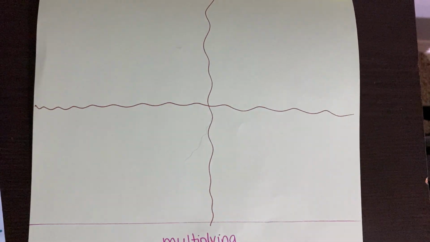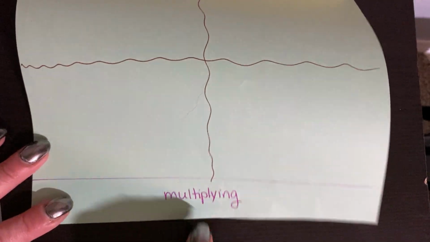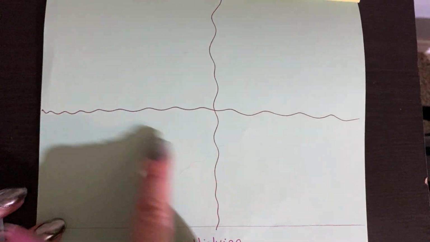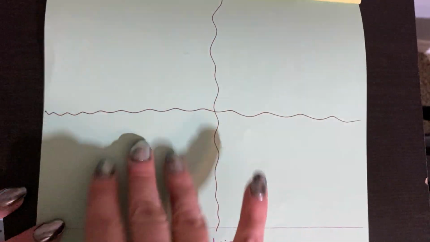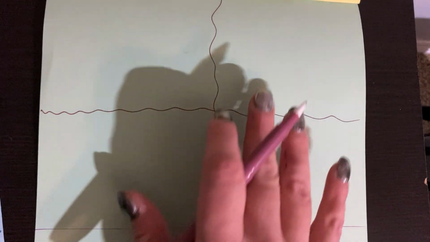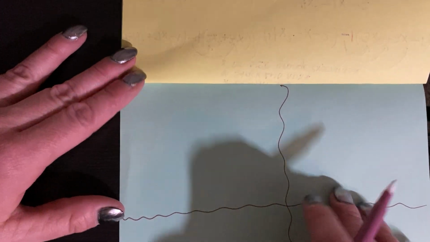Our final page is multiplying, so you can see they're multiplying. And before we start, you might want to divide it up into 4 separate sections. We're going to do 4 different things here. So let's start up here in the top left corner. And what I'm going to do here, I want a different color.